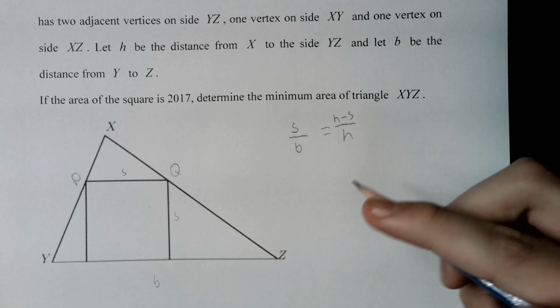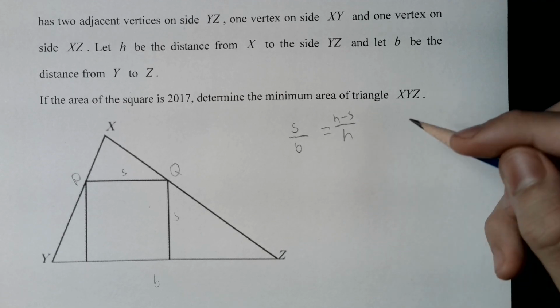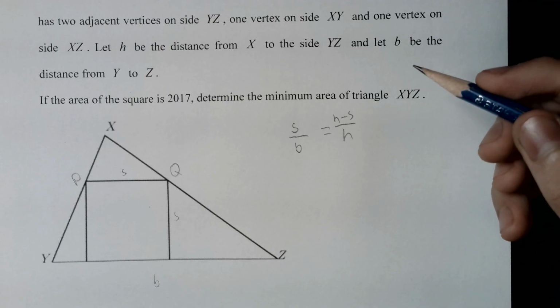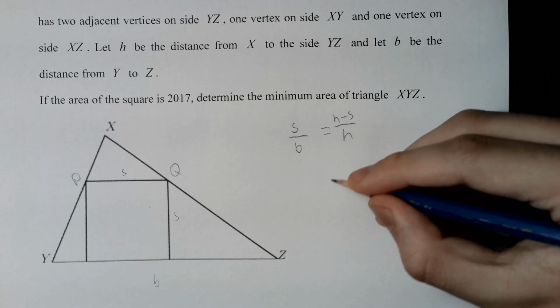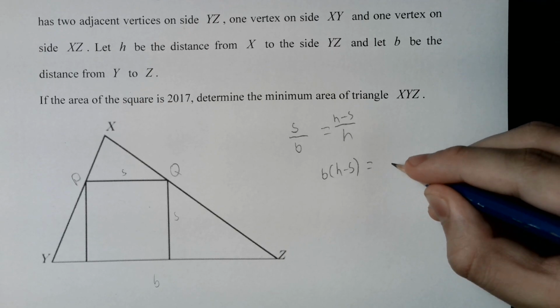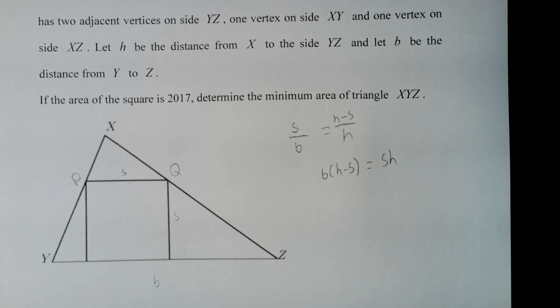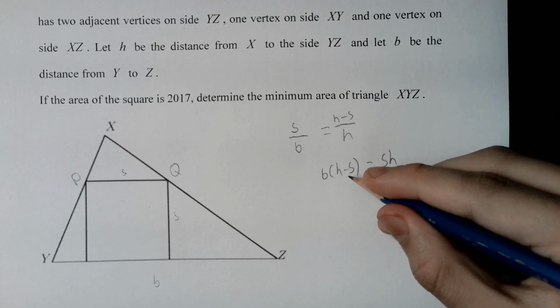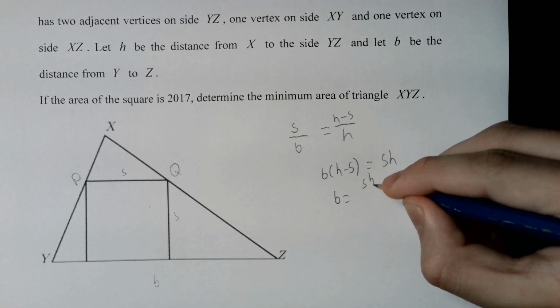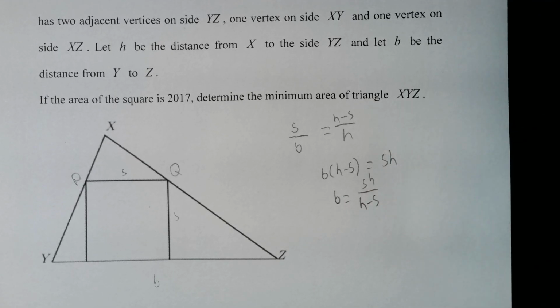From here, let's isolate B and move all of the other terms to the other side. As you can see, how we do this is that we cross multiply. So B times H minus S is going to be equal to SH. After that, we divide by H minus S on both sides to get B equal to SH divided by H minus S. I'll be getting back to this later, and we'll be using it later.